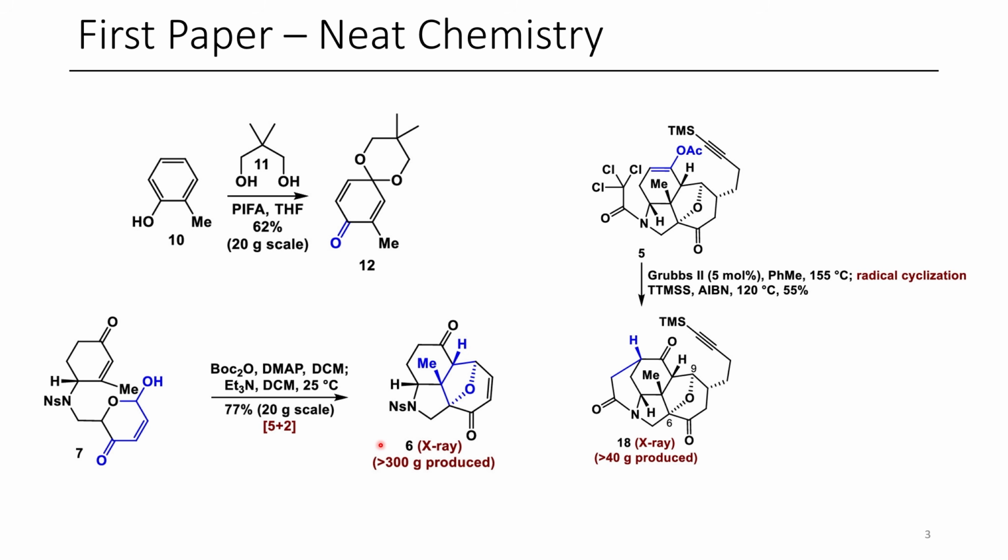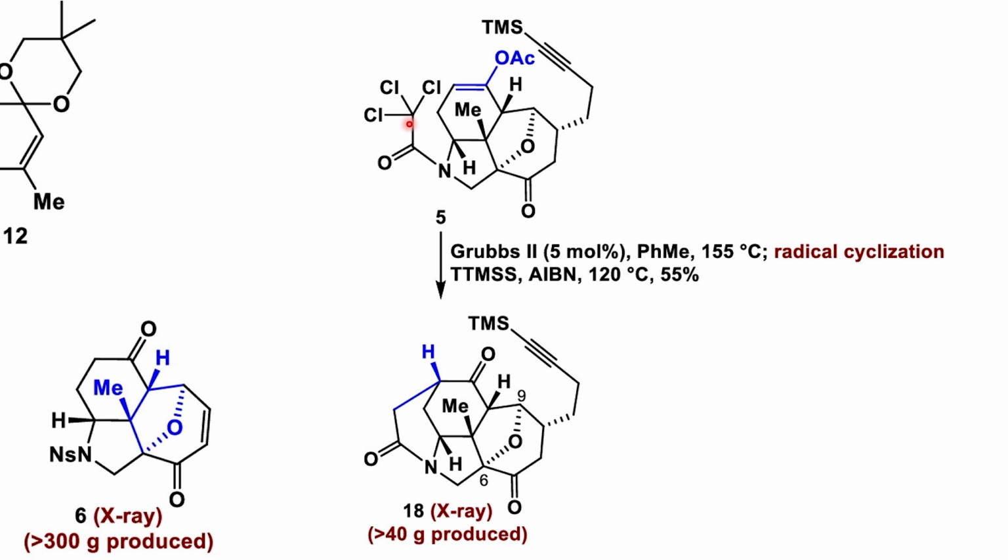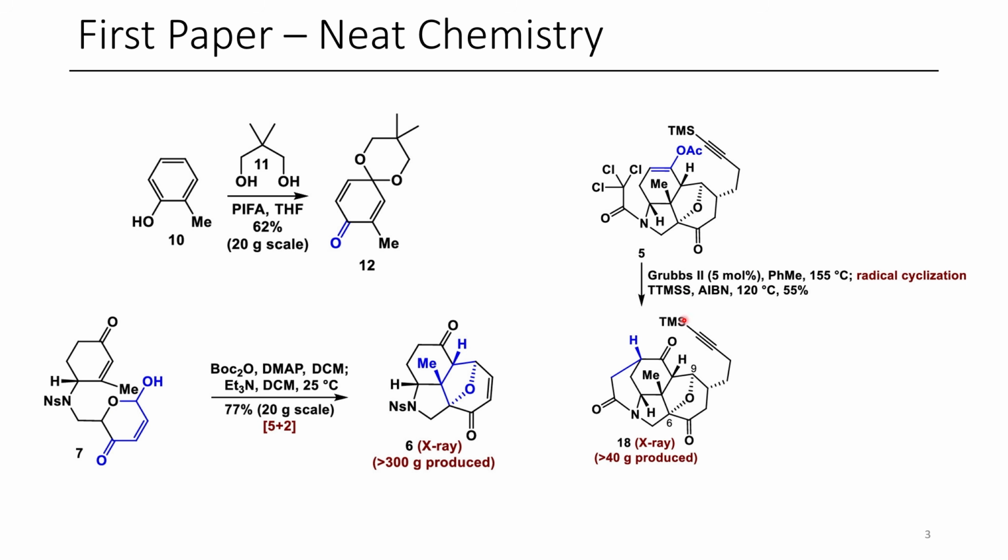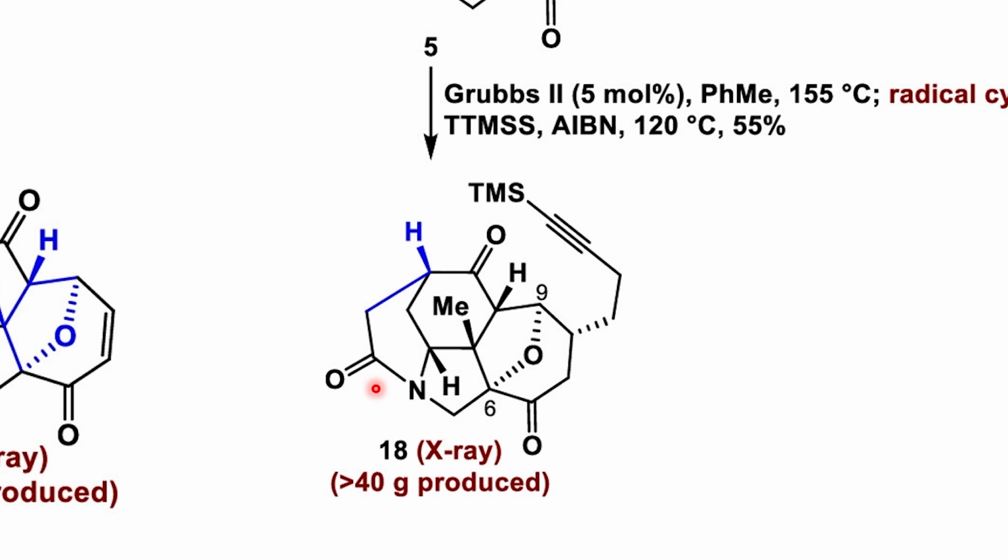In addition to this transformation, where using Boc anhydride they were able to convert this hemiacetal into this corresponding tricyclic system, the authors were subsequently able to do a radical cyclization reaction of this trichloroacetamide, adding into this vinyl acetate and deprotecting to afford the corresponding ketone. In a second step in the same pot, they then undergo reductive dechlorination to afford the corresponding product 18.